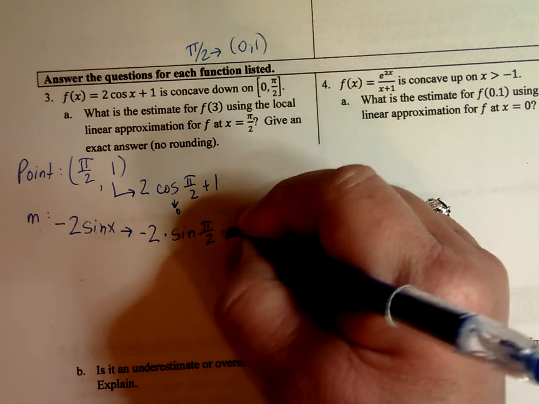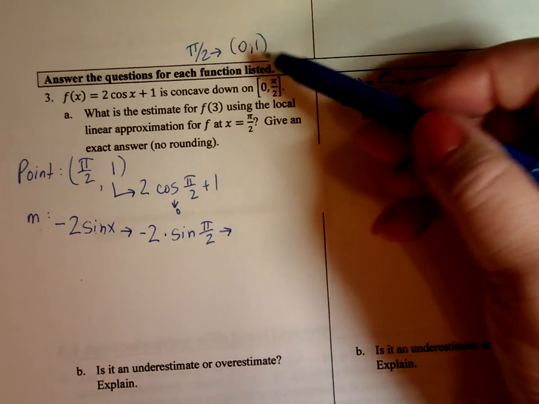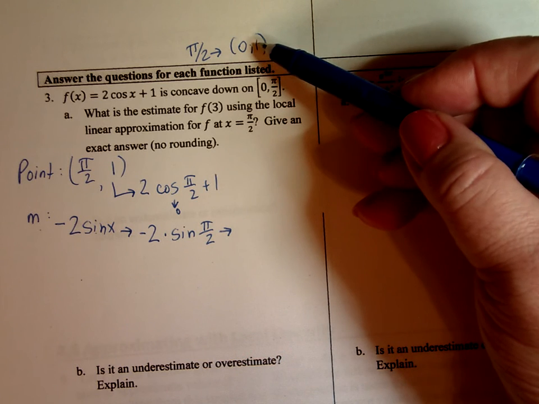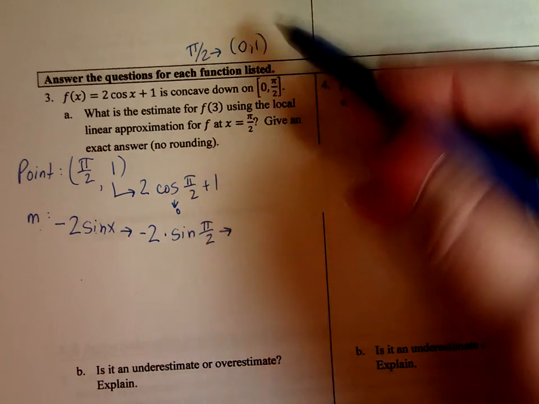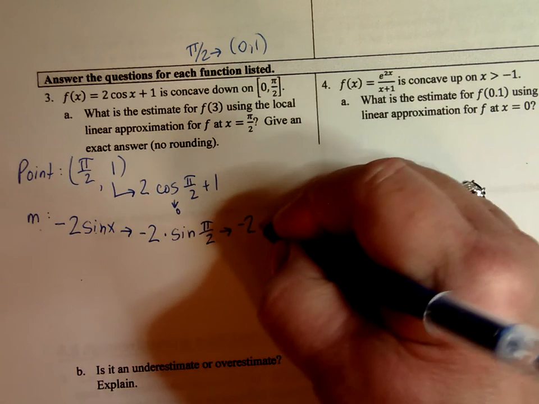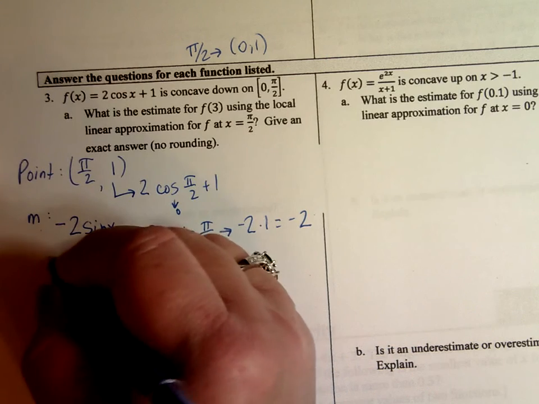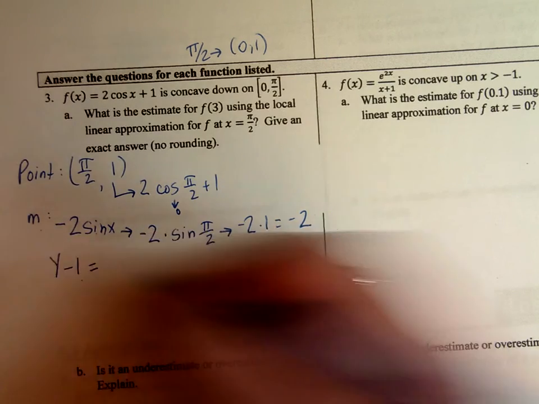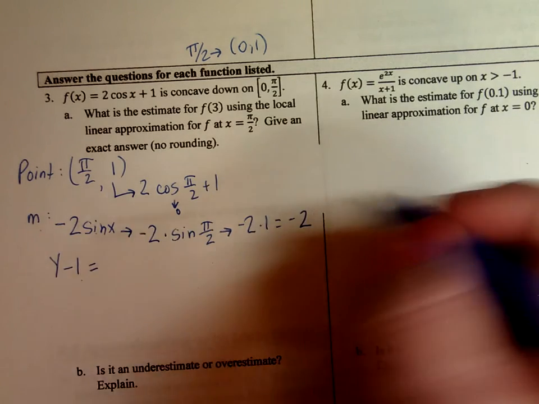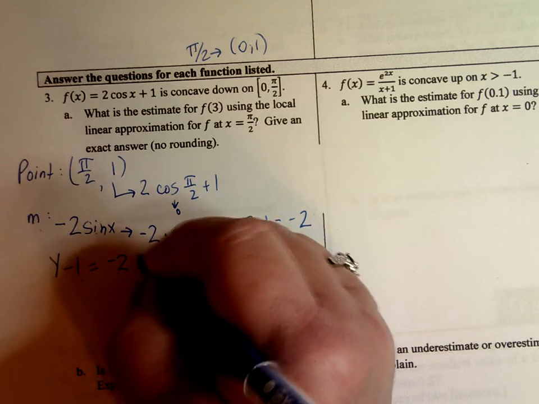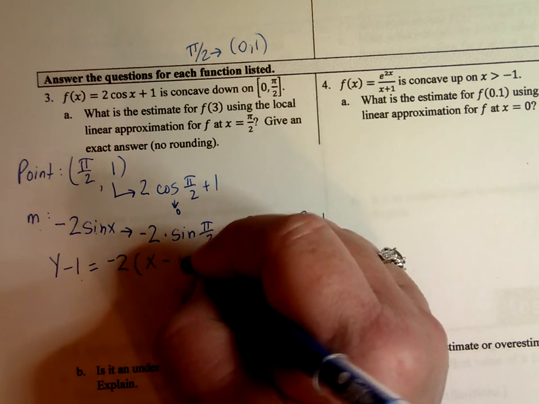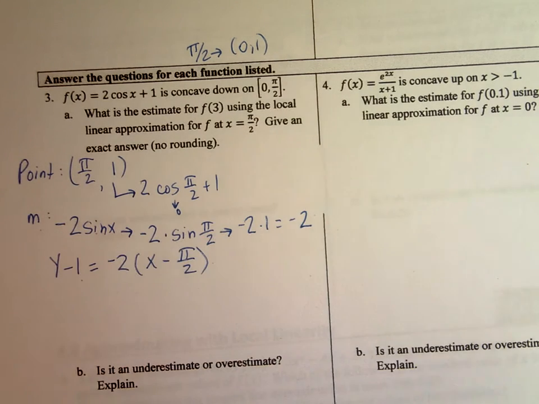Well, I have that coordinate up at the top there. The sine is the y value, which is 1. So I have negative 2 times 1 gives me negative 2. Do I have enough to put my equation together? And you say, yep, you do. You got a point, you got a slope. y minus 1 equals my slope of negative 2 times x minus pi over 2. There's my tangent line.